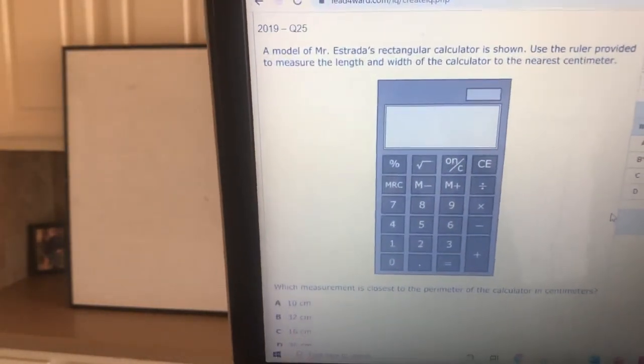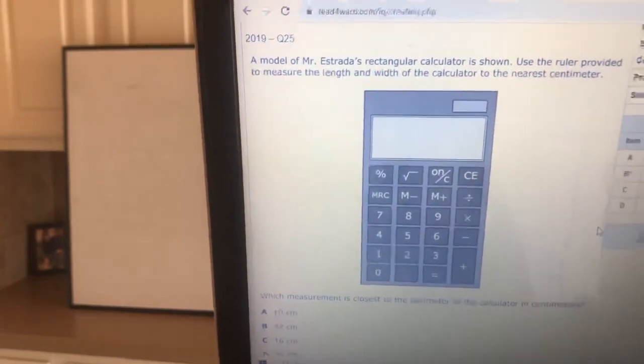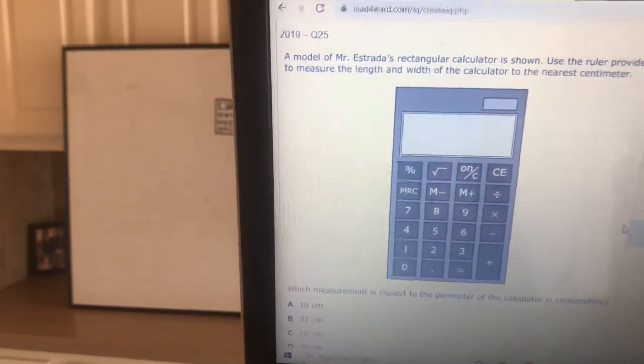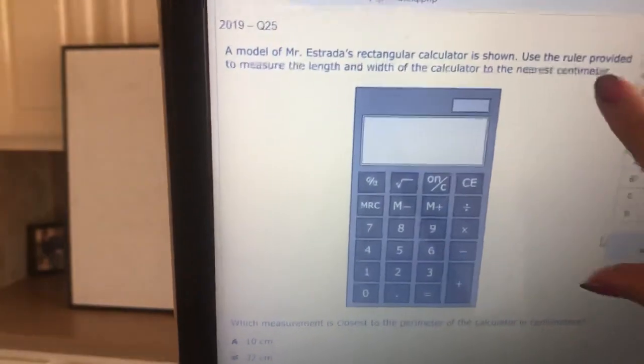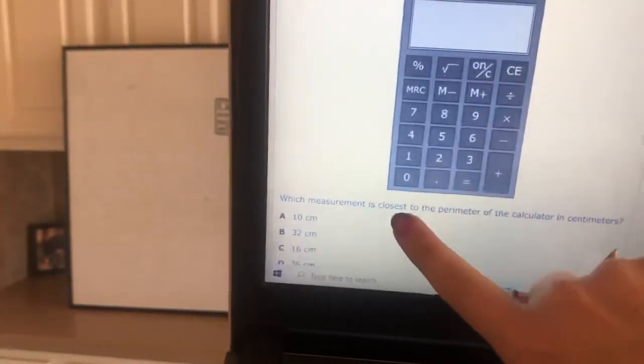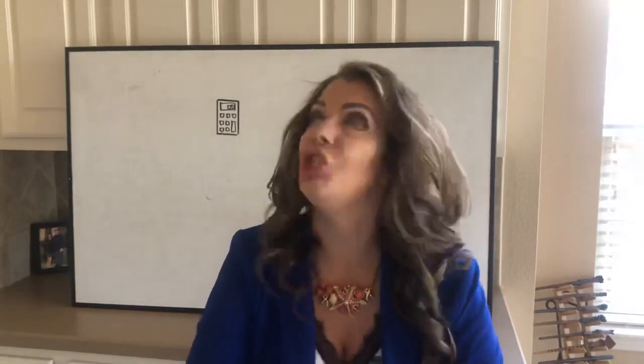A model of Mr. Estrada's rectangular calculator is shown. Use the ruler provided to measure the length and width of the calculator to the, this is a key, nearest centimeter, okay? And then look, which measurement is closest? Those are two key pieces of information that tell you, those are hints, right? It's telling you it's not gonna be perfect. It's gonna be nearest or closest. So if your answer isn't on there, don't freak out. Look for the nearest or closest one.